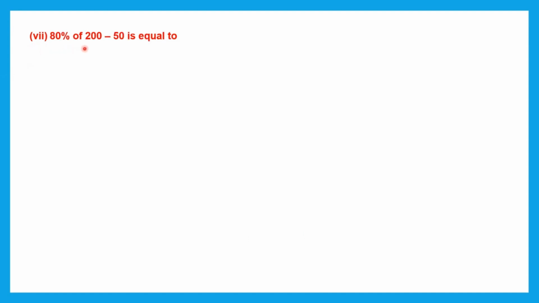Question 7. 80% of 200 minus 50 is equal to what? So let's write this question down. So this is 80% of 200 minus 50. So here, as you can see, we have two operations. We have of and minus. And remember BODMAS, according to which of has to be worked out first.